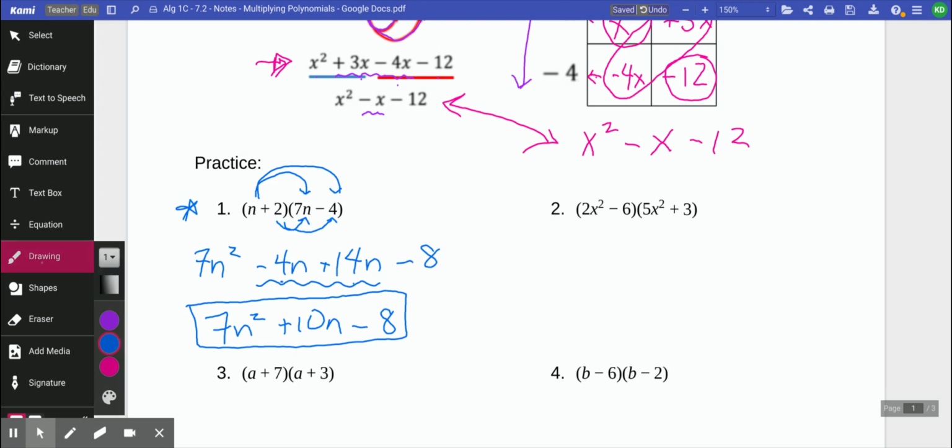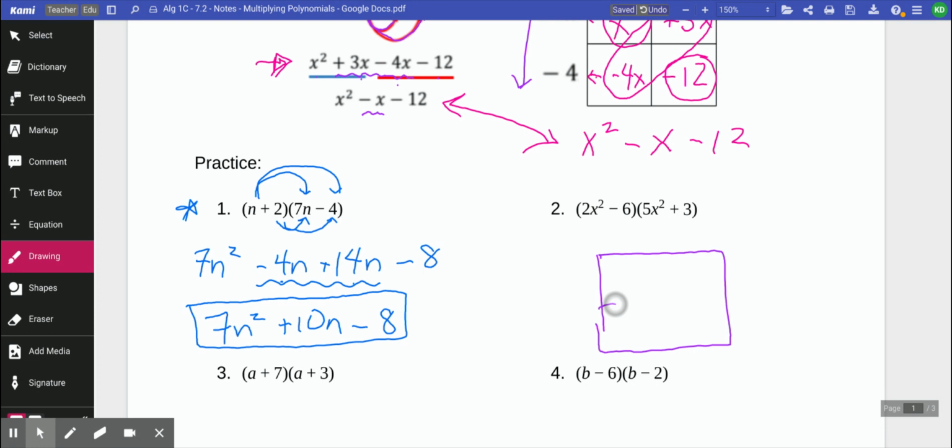Remember, we're always writing our answer in standard form. All right, let's do another one. So first term, so this one, again, if you want to use that expansion box, we absolutely can. Let's try this one with the expansion box. Any of these we can do with the expansion box or without.